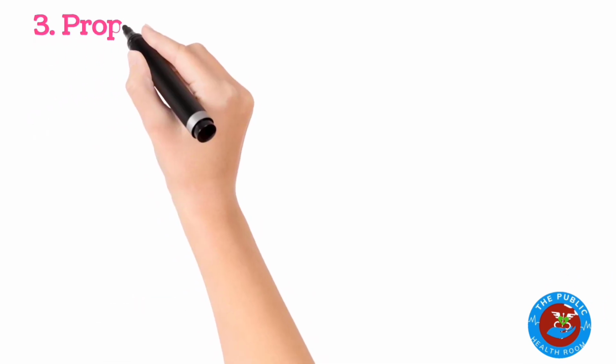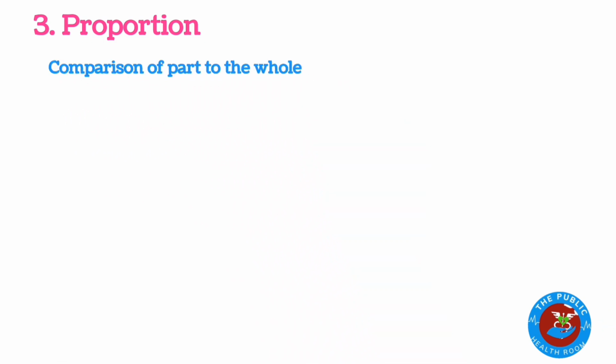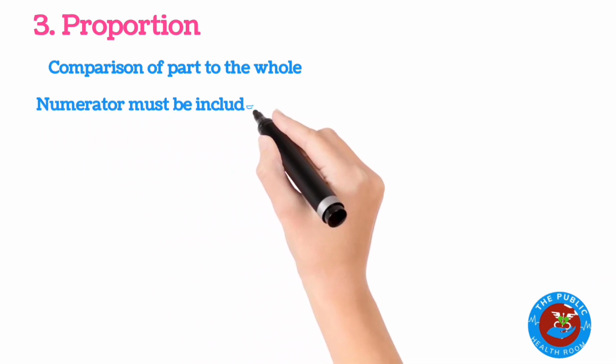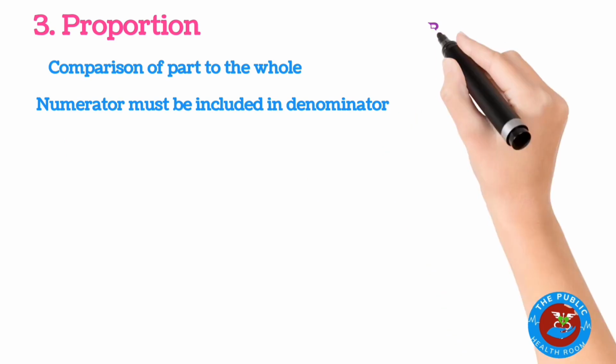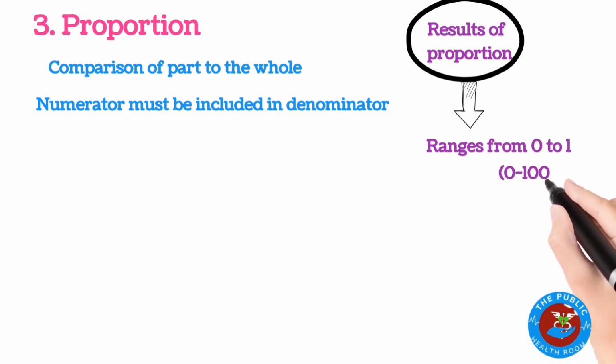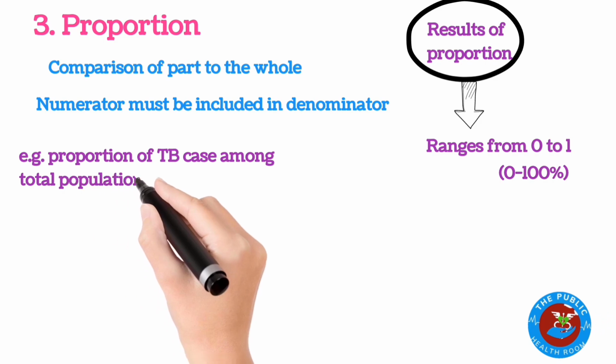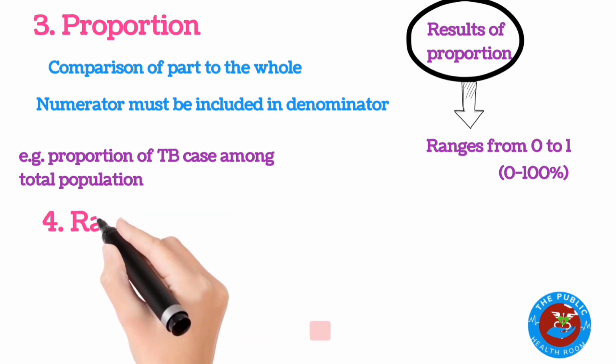Proportion. Proportion is a comparison of a part to the whole. It quantifies occurrence of disease or health-related condition in relation to the population in which these occurrences take place. The numerator must be included in the denominator. Its result ranges between 0 and 1 or 0 to 100%. The result can be expressed as decimal, fraction, or a percentage. Example: proportion of TB cases among the total population, proportion of under 5 children with diarrhea among total under 5 children.